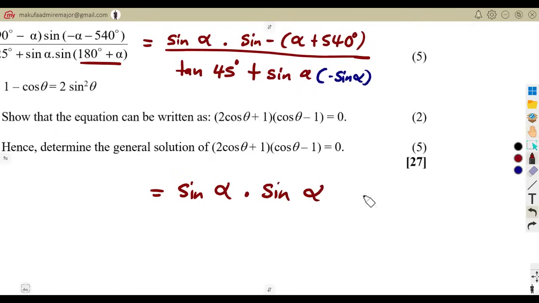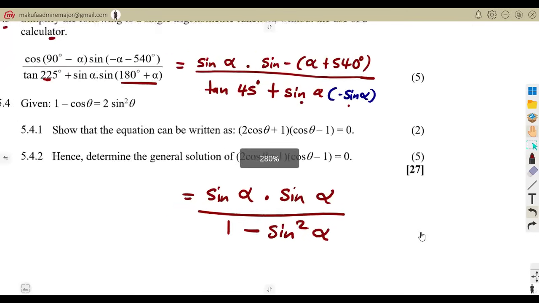What about tan 45? We know this from our special angles. Tan 45 is 1. All right. Then they've got a product, a sine and a sine. That will be minus. Remember, plus and the minus there. That's a minus sine times sine. That's sine squared alpha. All right.